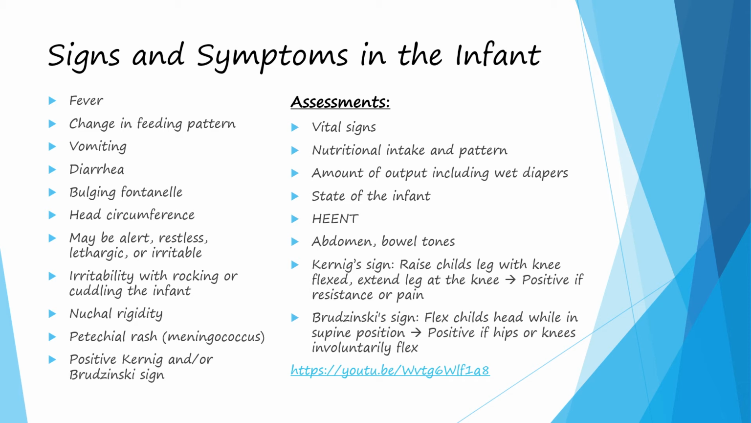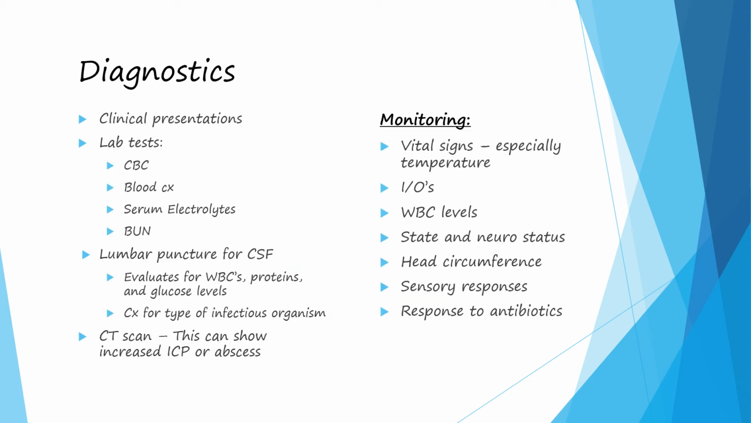For the Brudzinski sign, you want to flex the child's head while in the supine position, kind of tuck their chin to their chest, and it is positive if their hips or their knees involuntarily flex and form kind of like a crescent shape. So this video is great at showing these two signs in addition to nuchal rigidity. I highly suggest that you check them out.